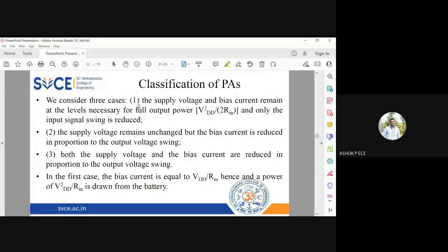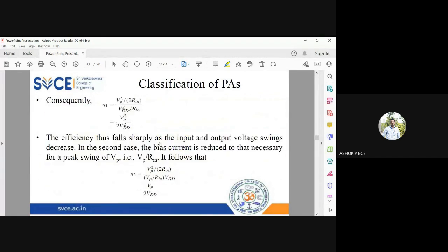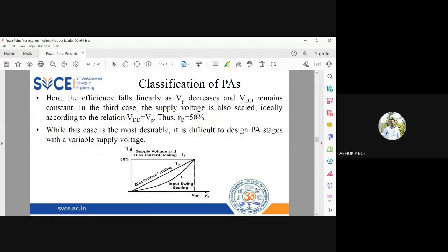The first case is the supply voltage and bias current remain constant. Second case, supply voltage is unchanged, but bias current is reduced. Third case, both are reduced. So these are three different cases for finding out the efficiency. In the first case, the efficiency is Vp square by 2 VDD square. Second case, Vp by 2 VDD. And in the third case, the efficiency is 50%. It is constant. So see here, eta 3 is 50%, and eta 1 and eta 2 try to reach 50% when VPP equals VDD. This is the most desirable, and it is difficult to design a PA with a variable supply voltage.